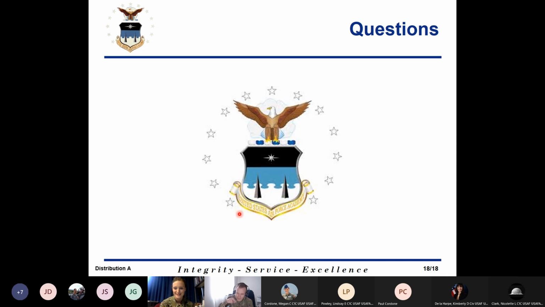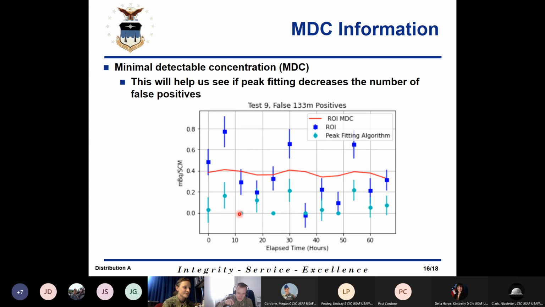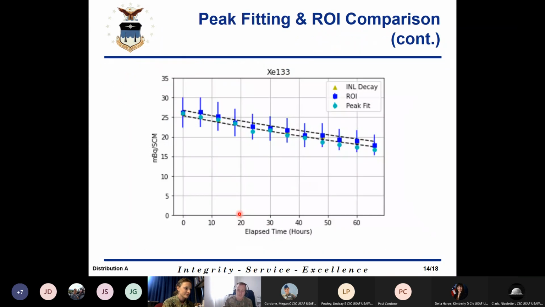Could you go back to the difference between the ROI and the difference between the two dots? Back a couple more. Yeah, okay, so I'm curious about the impact due to gain shift, how that would compare to the differences you're measuring here between the two different methods.